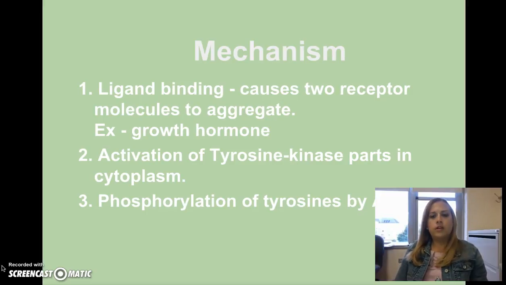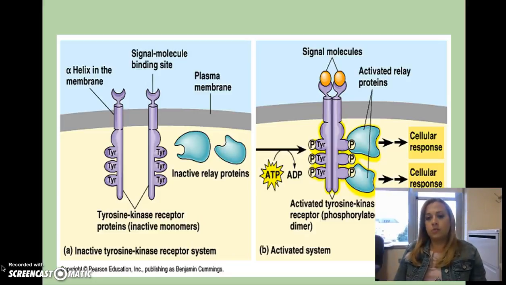This time you're going to have two receptor molecules that aggregate. Then the activation of the tyrosine kinase parts happens in the cytoplasm, and then you have the phosphorylation of tyrosines by ATP. So here's a picture where we can actually look at all of these things.